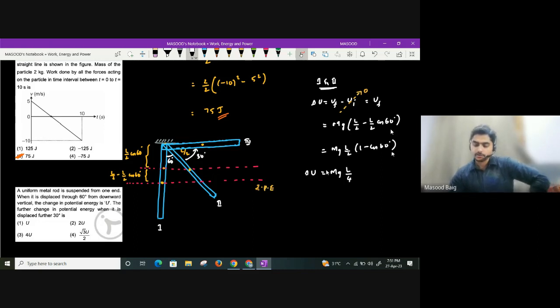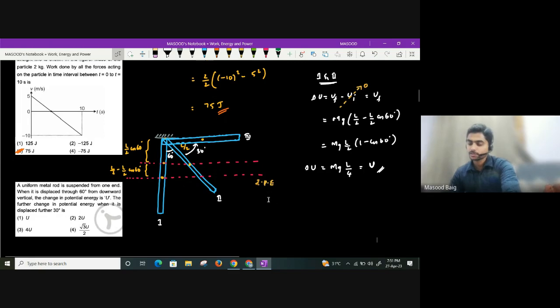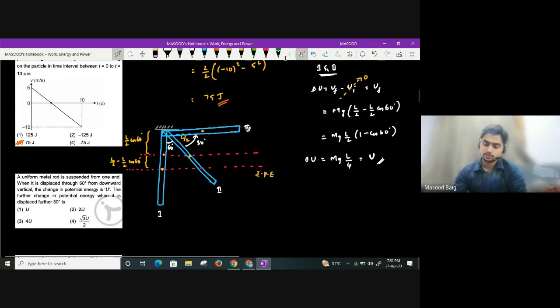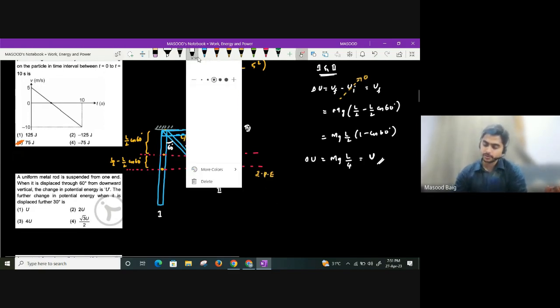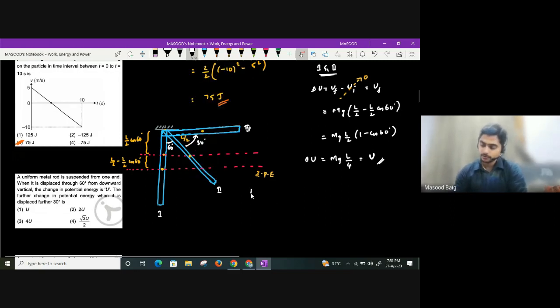So what have they given? They have given the change in potential energy, which they have mentioned as U. Now what they are asking is the further change in potential energy. How much extra change will you have if it is further displaced by 30 degrees? Now what I'll do, I'll apply between first position and third position, guys.